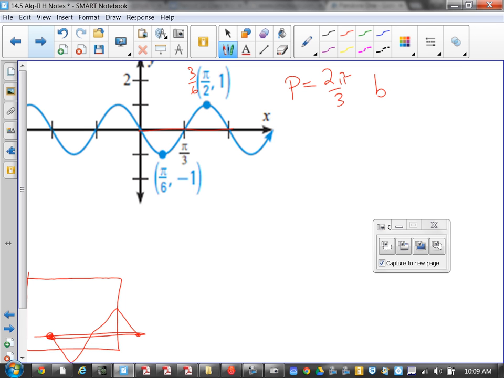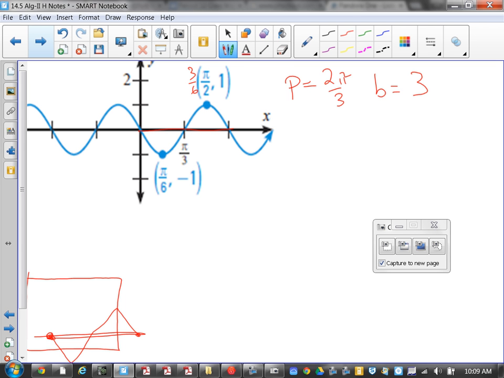So that means our b value is what? 3. It's kind of nice when it has 2 pi over 3, isn't it? It doesn't always happen that way. It's not like it's 666 every time. Okay. Now, what will your a value be?